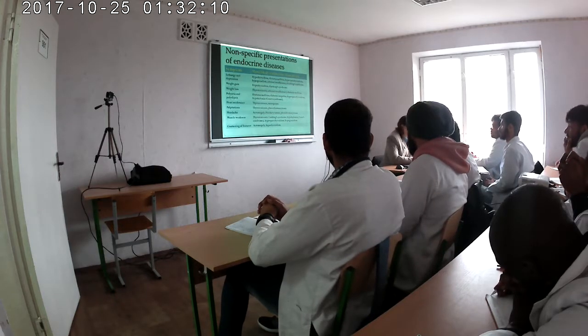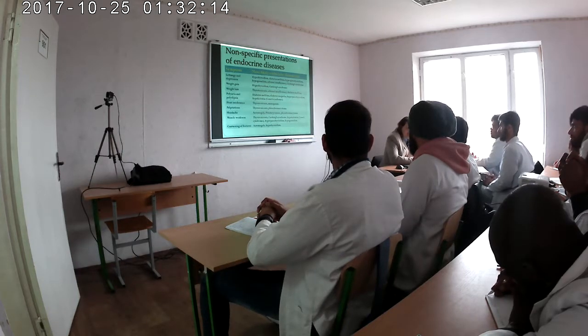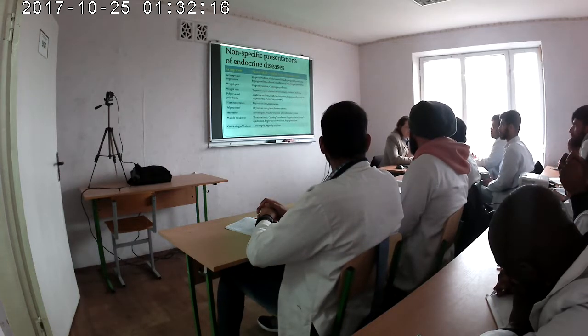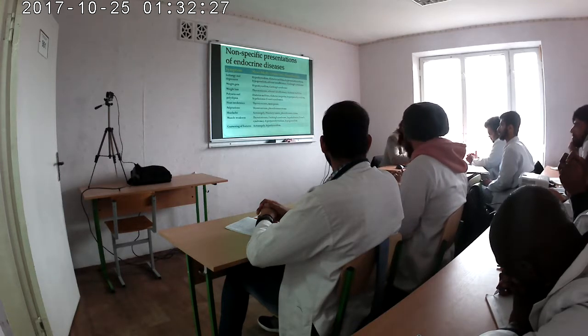But both cause headaches, of course, and often vision problems because of the chiasma opticum being localized close to the pituitary gland, and when the tumor grows, it presses on the chiasma. Vision problems are also something that's not listed here, but it's common to both acromegaly and pituitary tumors.